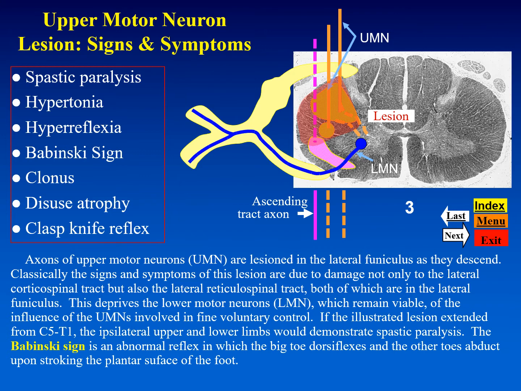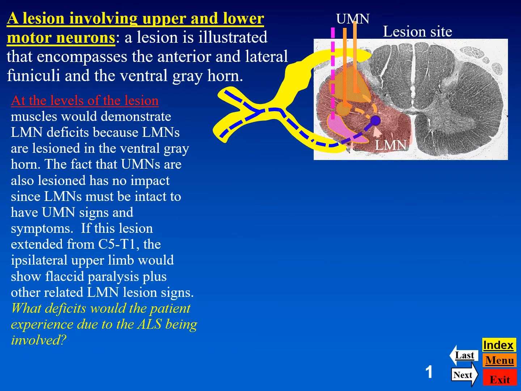And if you see something like this in future lesions, you should try to figure out what would be the deficits associated with involvement of that, even though we're not really focusing on that now. So we want to look at a lesion here that involves both upper and lower motor neuron conditions. Here's this lesion in the anterior funiculus and lateral funiculus and the ventral gray horn.